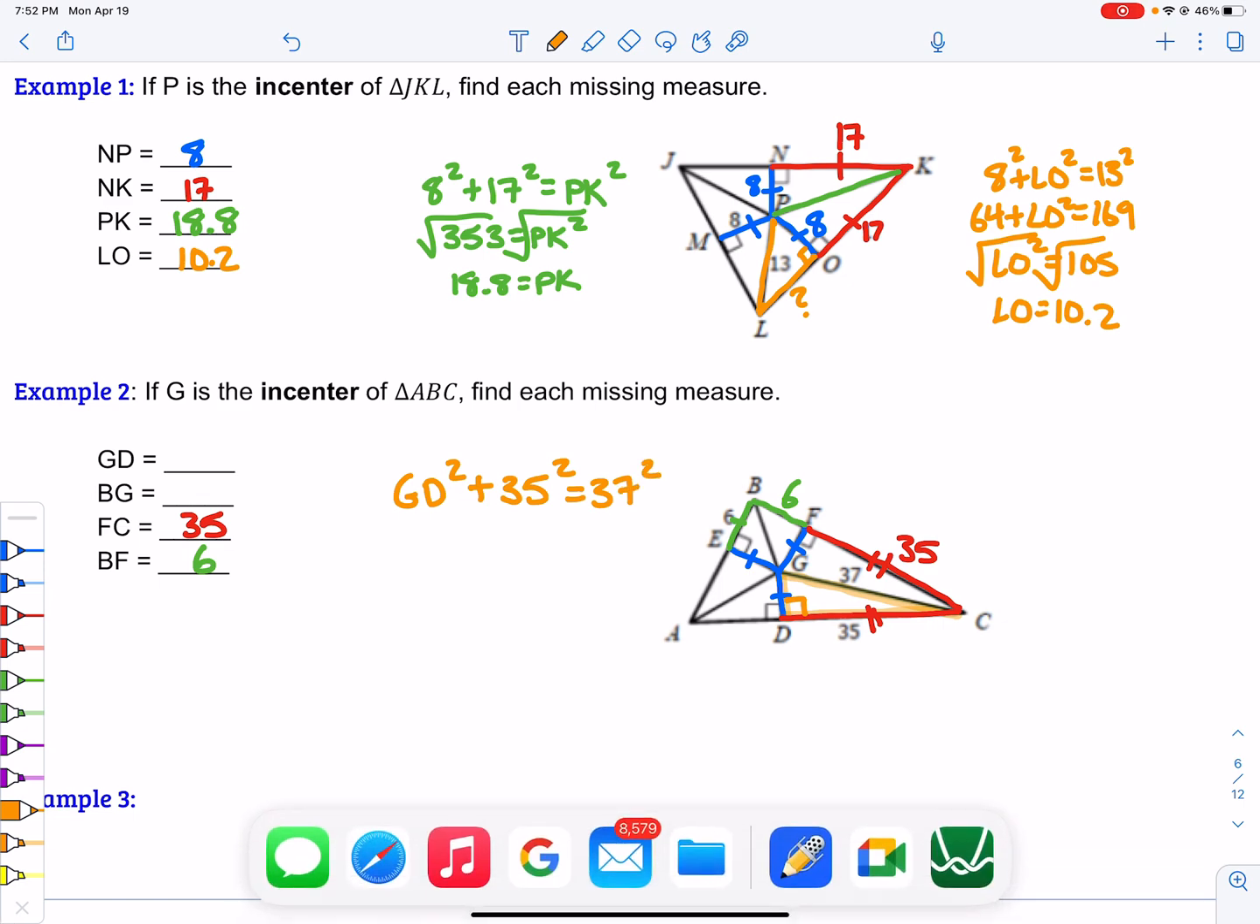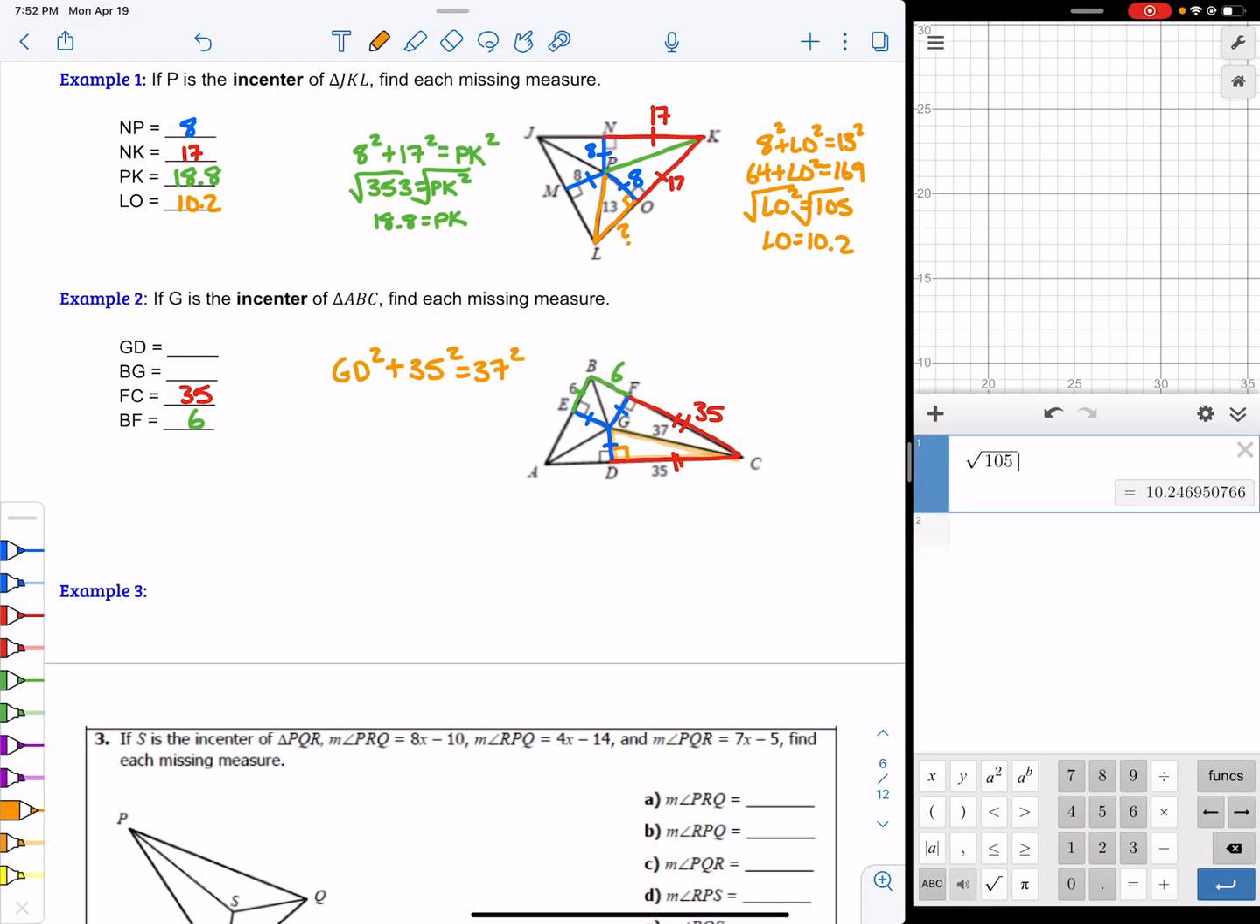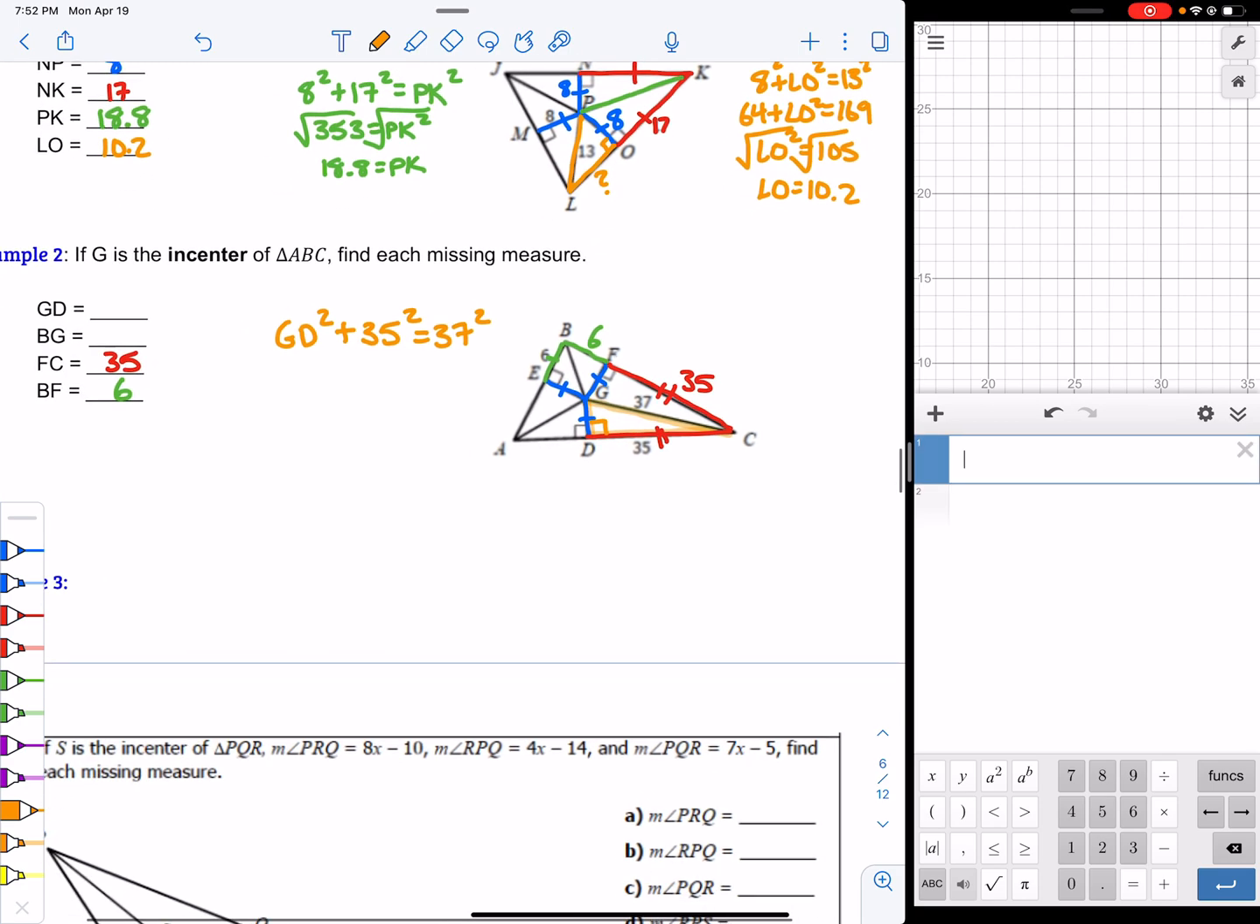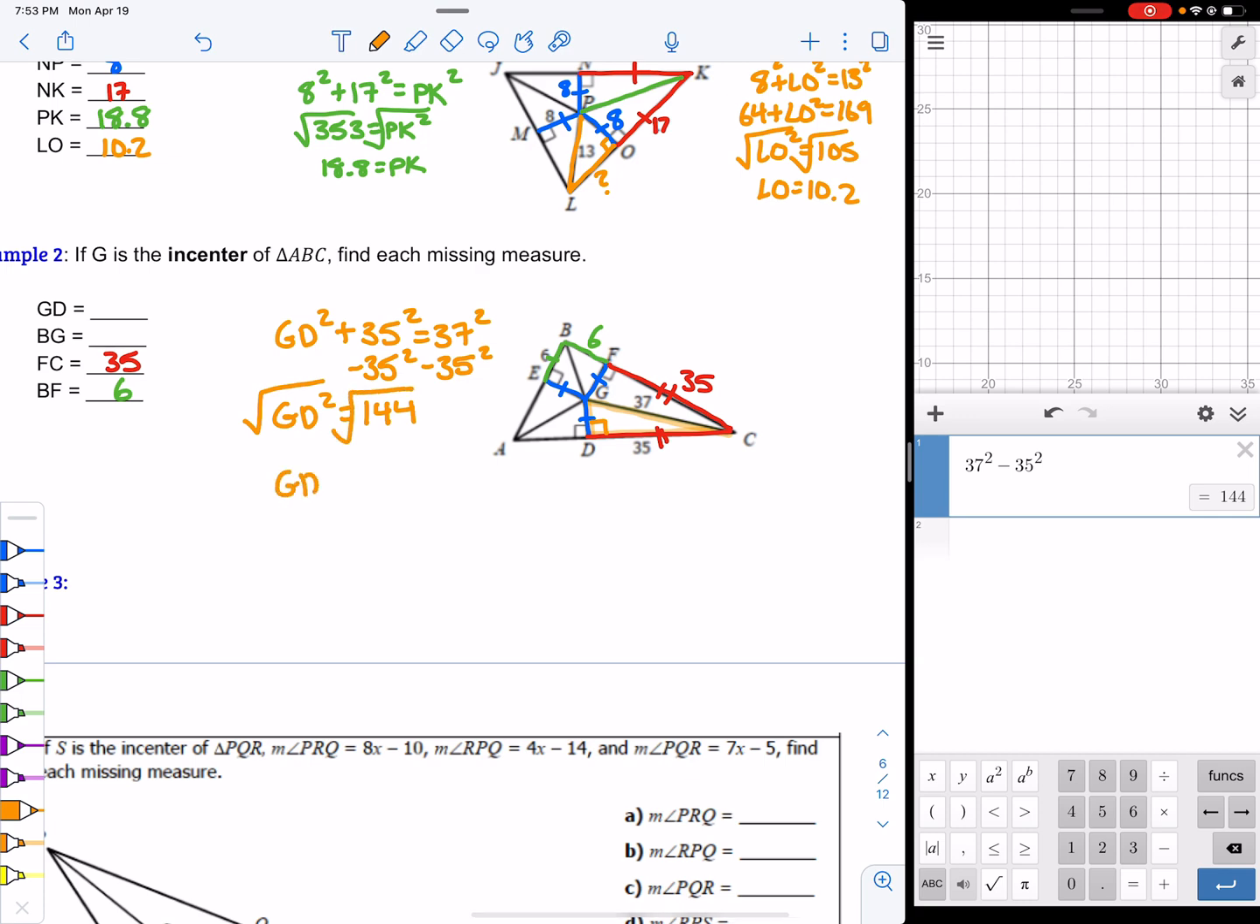So let's just use our calculator to help us out, because those are some big numbers. Clear everything out so it's nice and clean in Desmos. So we need GD squared. It's kind of like A squared or B squared. I'm just labeling it as it looks in the figure. Then I'm going to type in 37 squared minus 35 squared. So that'll just save me some work. Here, I'll scoot this down a little bit and write that in there. So that's all I did, and I got GD squared equals 144. And then when we take the square root of 144, GD would just equal 12.